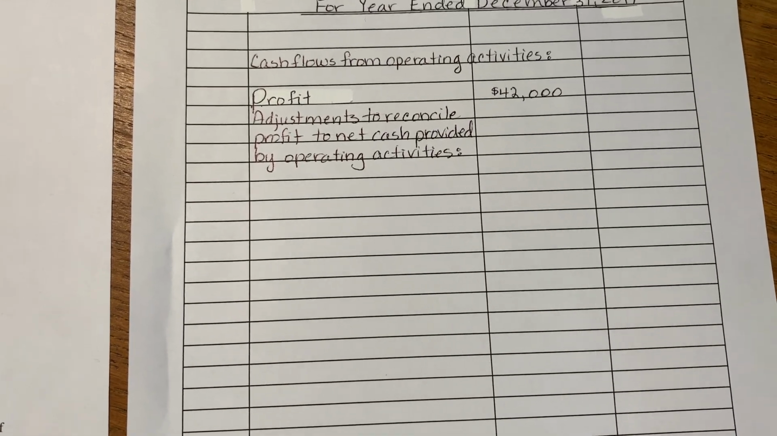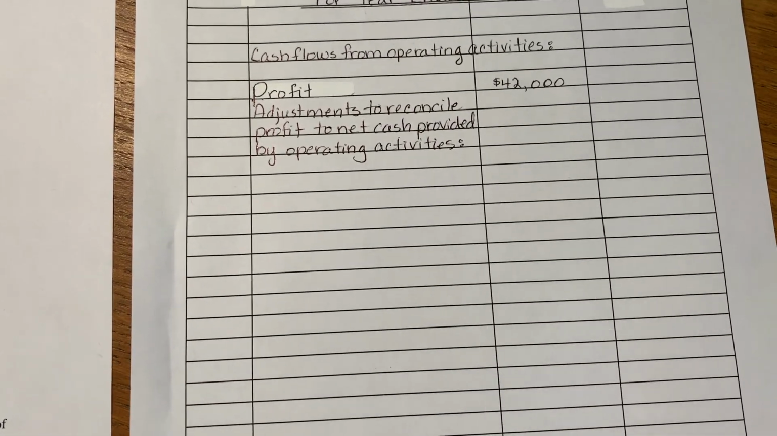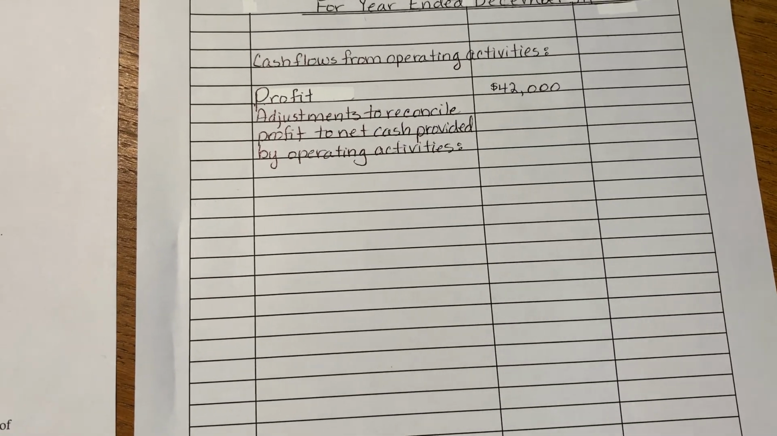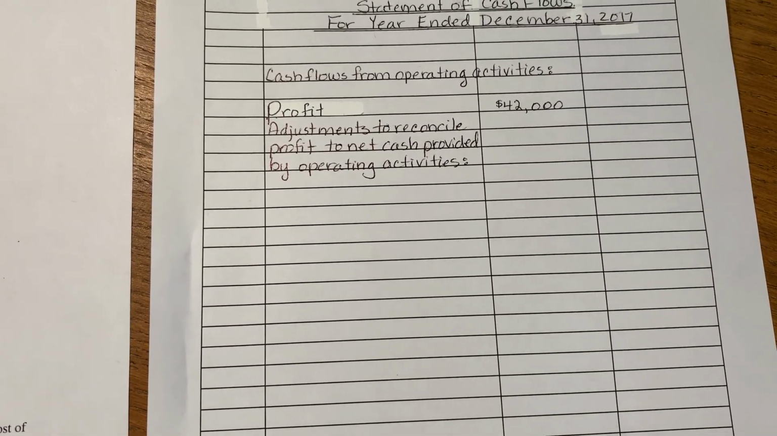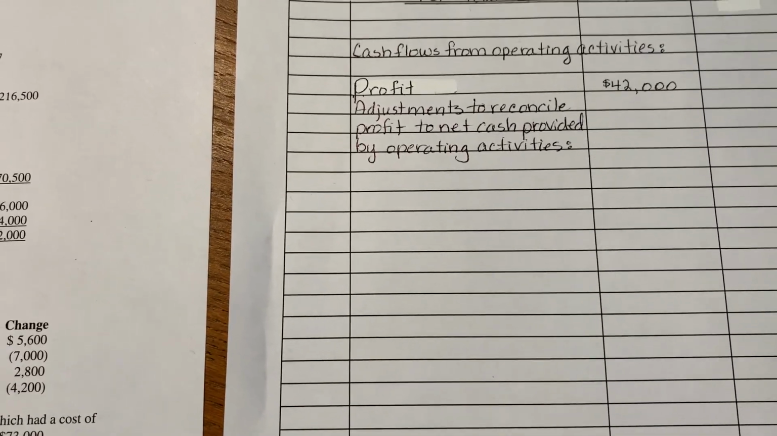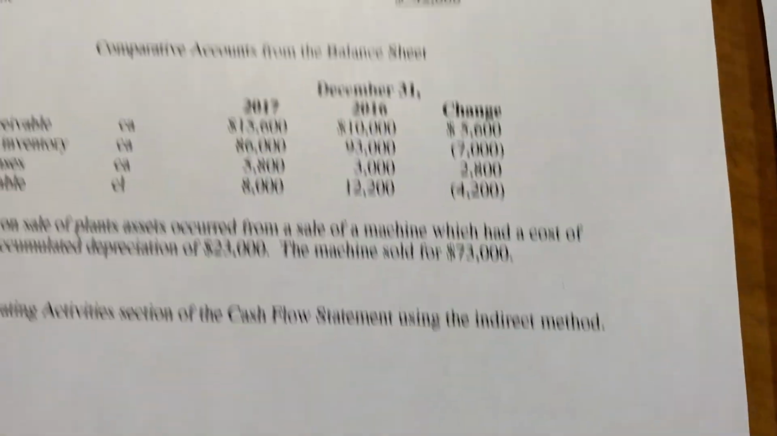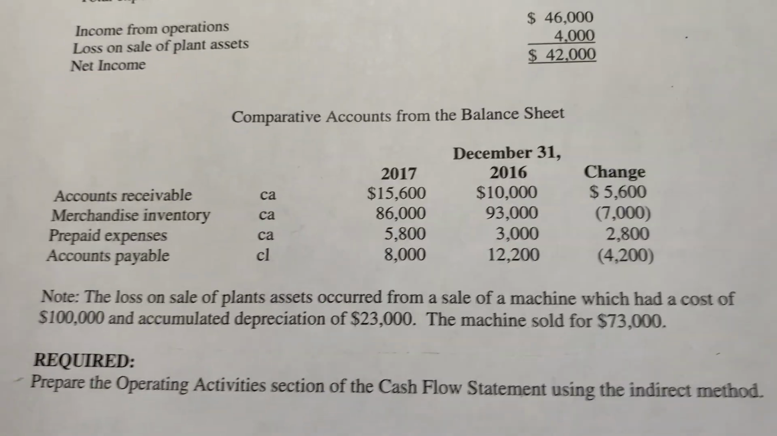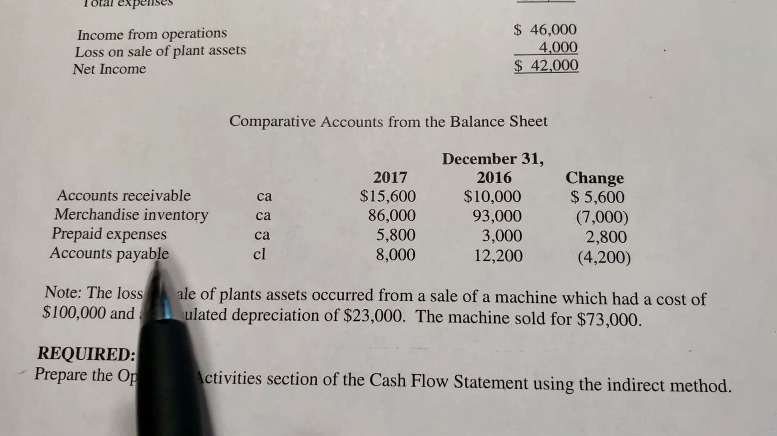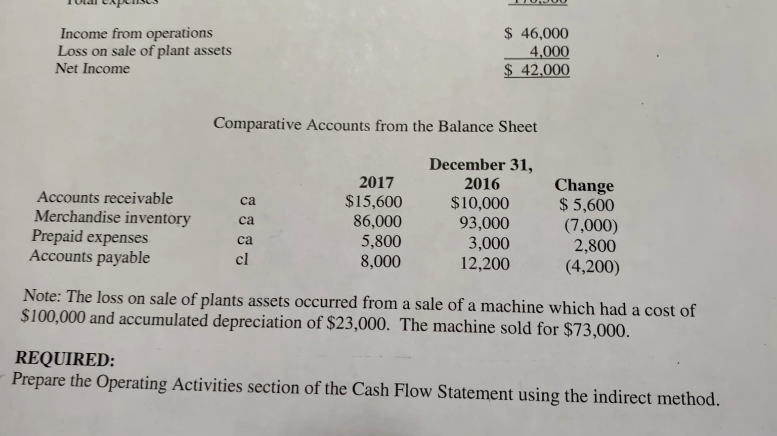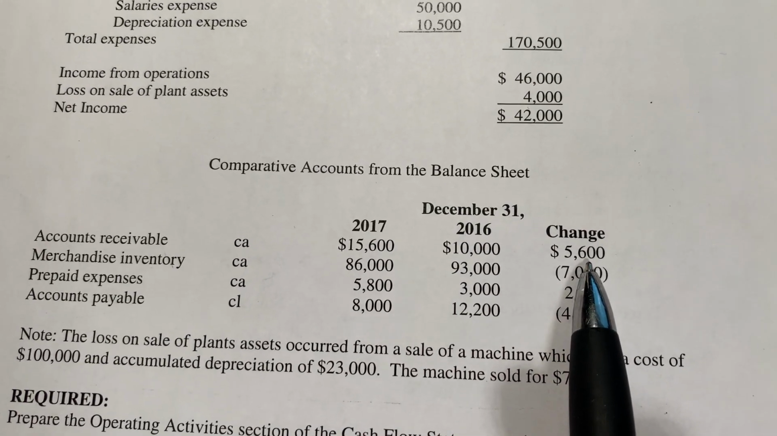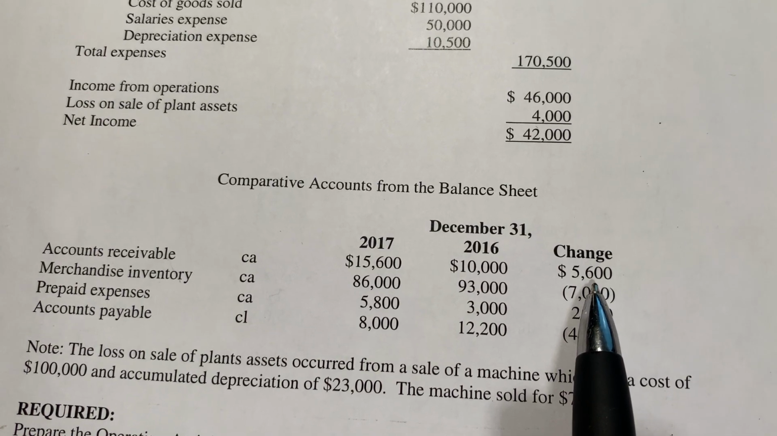The only accounts that we look at in order to reconcile profit to cash provided by operating activities is, first of all, our current assets and our current liabilities. We don't look at cash, obviously, because that's the account that we're reconciling, but we're going to look at all of our other current assets and current liabilities. In this case, we have 4. We have 3 current assets, 1 current liability. So we're going to start with the first one, accounts receivable, and we have a $5,600 change in accounts receivable.